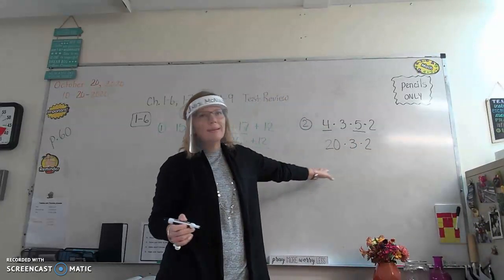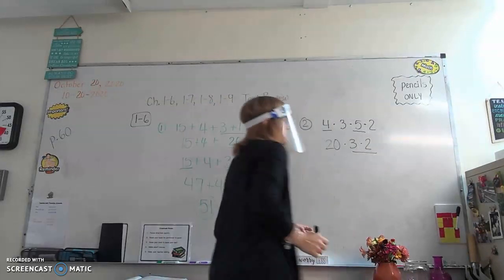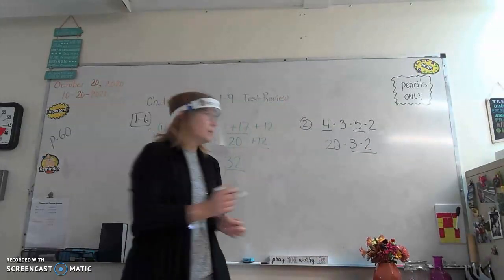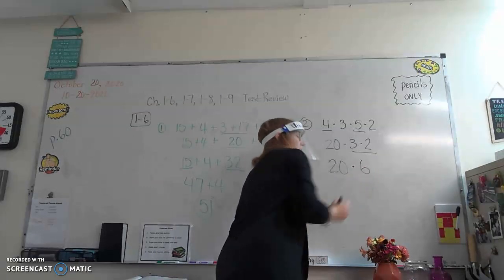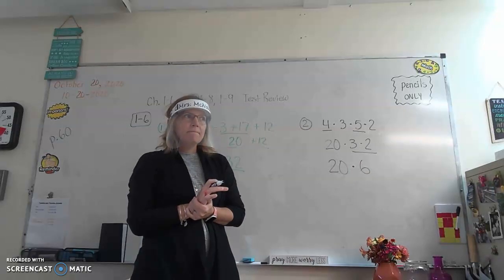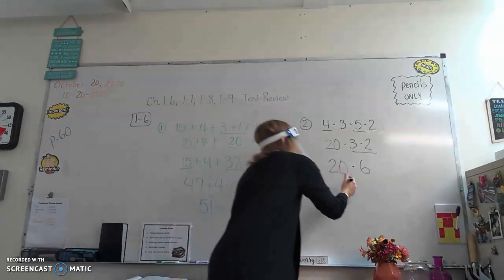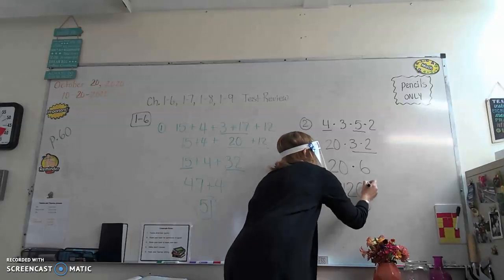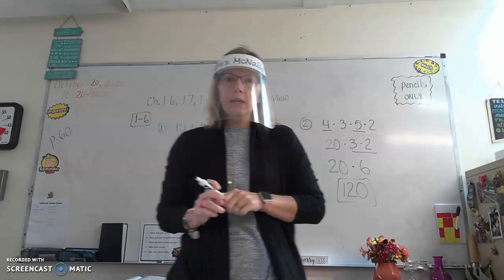And so I think next I'll do 3 times 2. What is 3 times 2? 6. So I bring the 20 down. Put my 6, and then what is 20 times 6? Nope. 120. Good. 120. And it does not matter what order you do, you're always going to get 120.